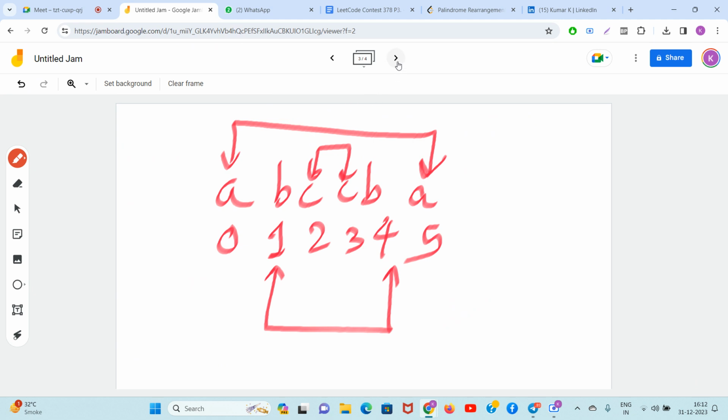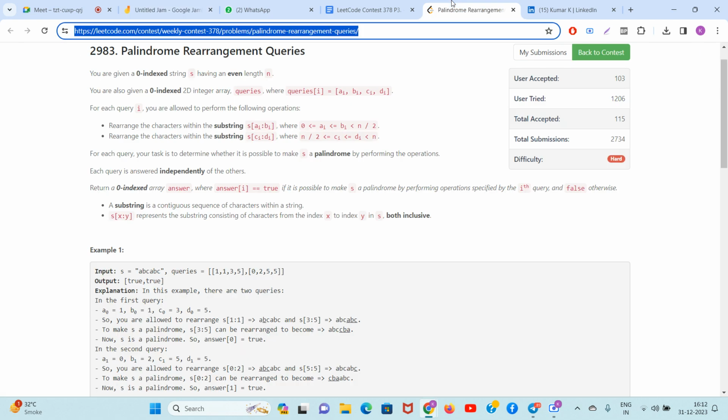Now, guys, one more thing I wanted to clear up: what is the question saying? The question is saying that we are giving you a string, and we will be giving you Q queries. This session is not for non-beginners. If you're a beginner and you joined by mistake, you can leave this session. According to those queries, you have to tell whether the string can be turned into a palindrome or not. That's all the question is telling you.